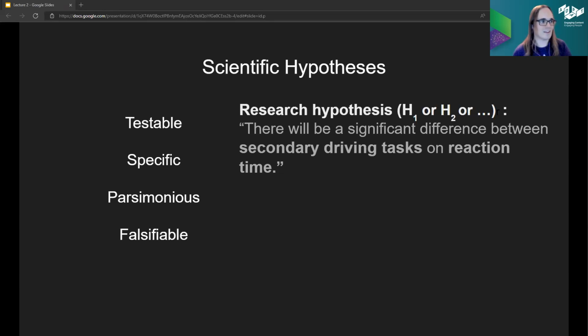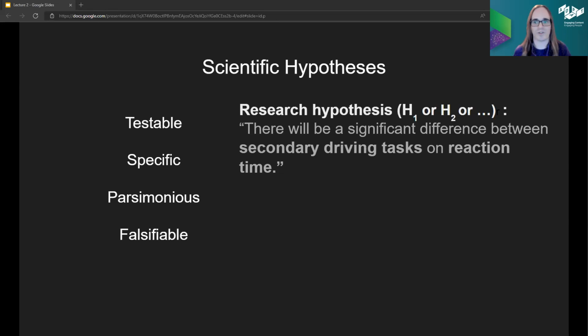There will be a significant difference between secondary driving tasks on reaction time. So I'm specifying it in terms of my independent variable and my dependent variable. And when I say significant difference here, I'm not making any claim about how big that difference will be. In terms of a scientific hypothesis, significant just means that I'll be confident that the difference exists at all, that the difference is not zero.